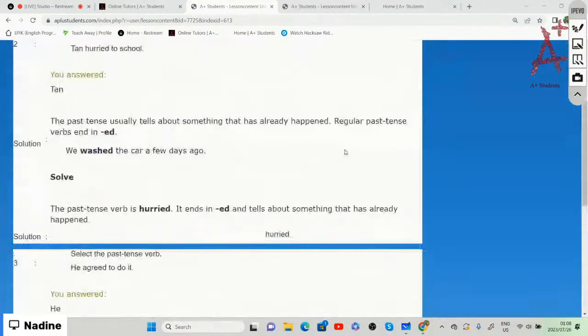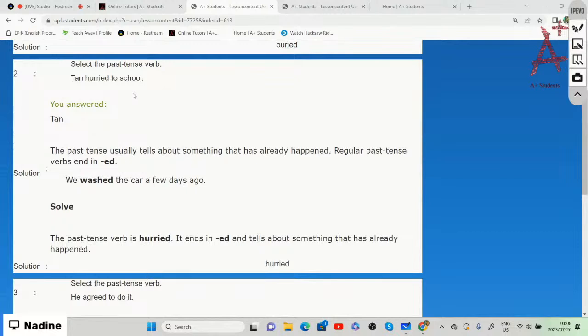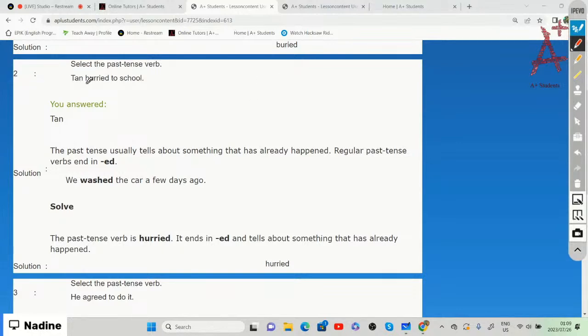All right. Tan hurried to school. So Tan hurried to school, right? We need to select the past tense verb within the sentence. Hurried. All right, so if we select the past tense verb within the sentence, then we can say it is hurried, right? So hurried is the past tense verb of hurry. And what happens is that if we put this word in the past tense, then we drop the y and we add the ed. It's basically adding the ed, however, our y now becomes an i, right?